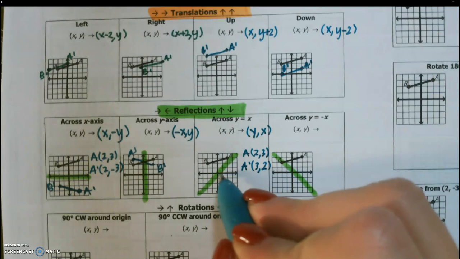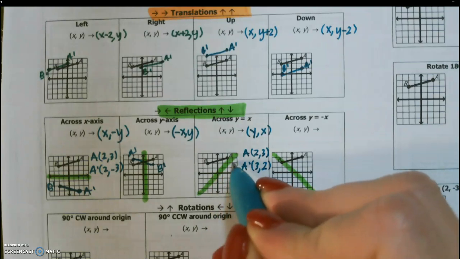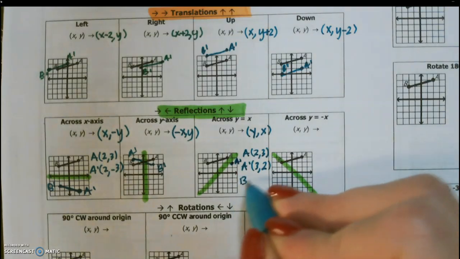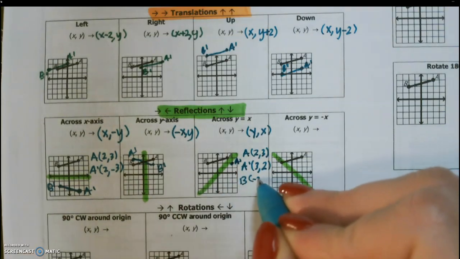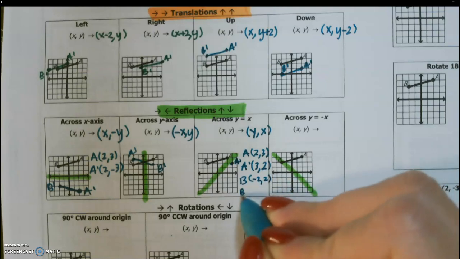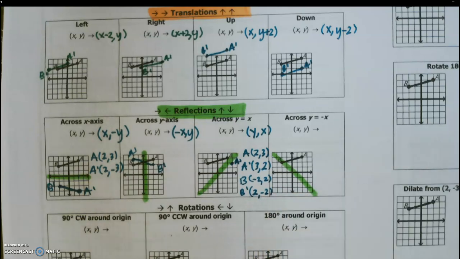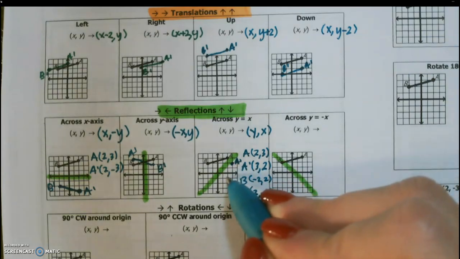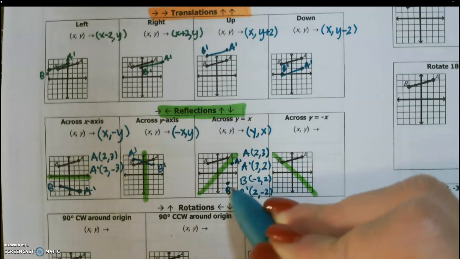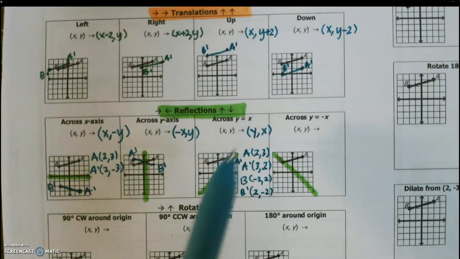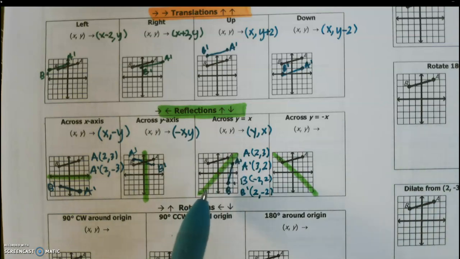So over 3, 1, 2, 3, up 2. There's your A prime. Your B is originally at negative 2, 2. So your B prime, you're going to swap locations, so 2, negative 2. So over 2, down 2. And then connect. If you were to think about folding your paper or creasing your paper on this green line, right, A and A prime would land on top of each other if you were to fold it over the line of reflection.